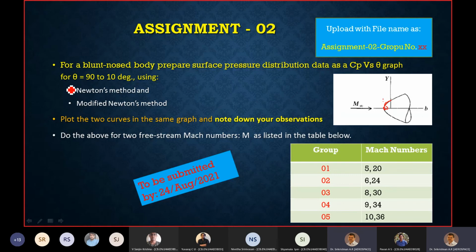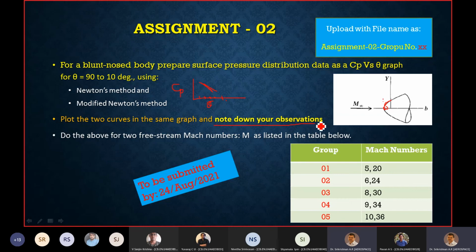I just want you to consider a range, the lowest 10 degrees and the highest 90 degrees, or the other way around. And you vary theta this way. It's a plot that I am looking for. On the x-axis you can have theta, on the y-axis you can have CP. You can take appropriate steps for theta, but the range should be covered. Then you should plot the CP variation based on Newton's method as well as the modified Newton method, Lee's method, etc., and then you should compare.